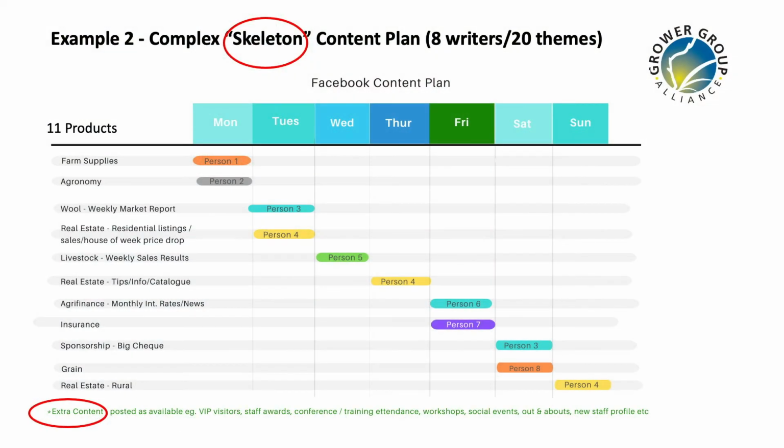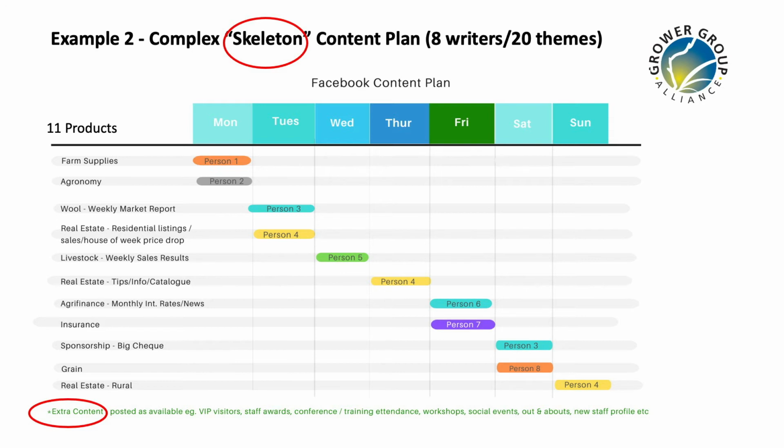So moving on to a more complex plan. This one is based on 8 writers and 20 themes. And this is a weekly plan for a bigger organization. So this particular plan I developed, you can see there's 8 different writers involved down here, and it covers 11 products. And then down the bottom, there's some extra topics, which is where we get the 20 themes.